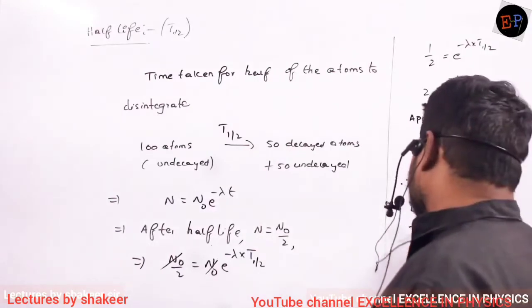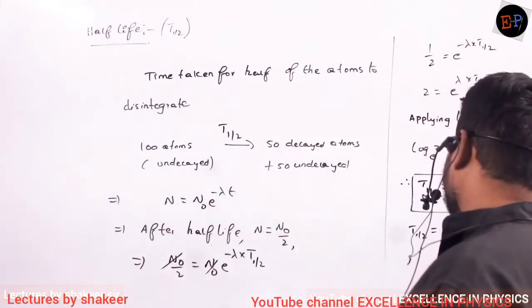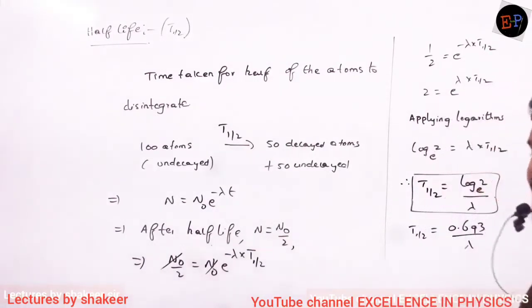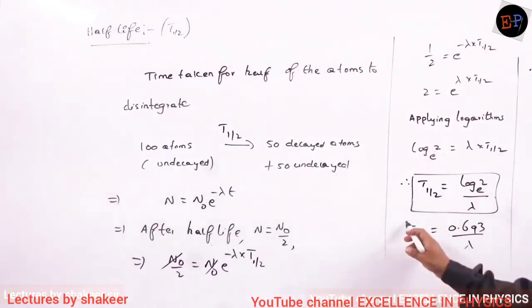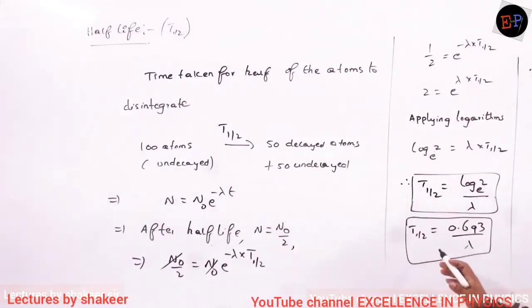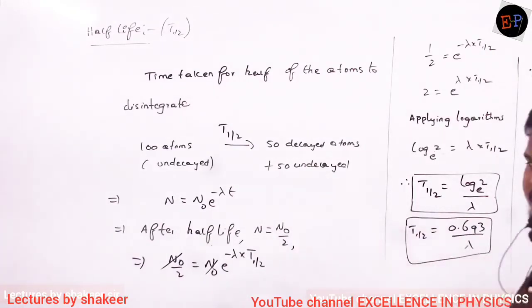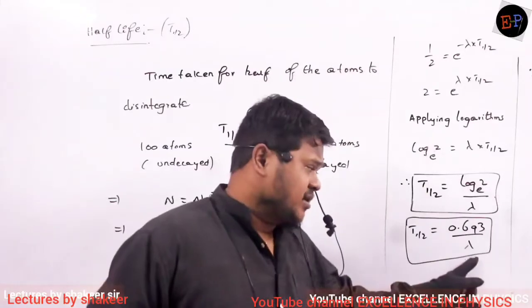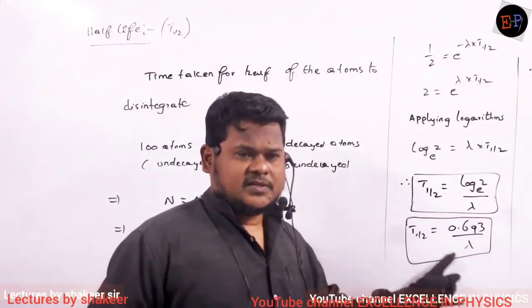Same equation I can also write: T half is equal to 0.693 divided by lambda. Because log 2 to the base e is nothing but 0.693. Are you able to understand? So this is the equation for half-life. So half-life depends on what? Half-life depends on decay constant. So if decay constant is greater, half-life will be lesser because they are inversely proportional.